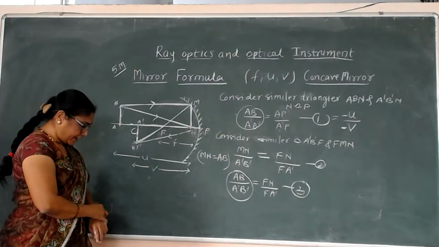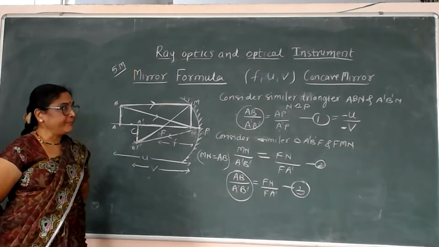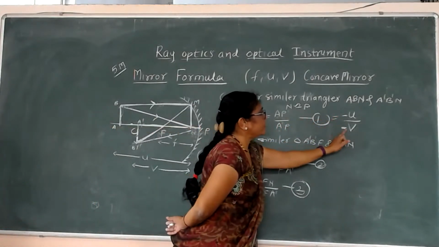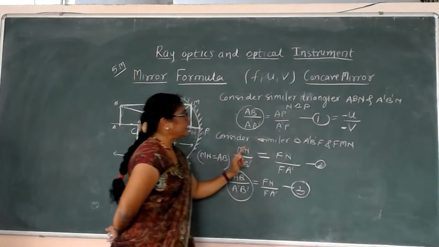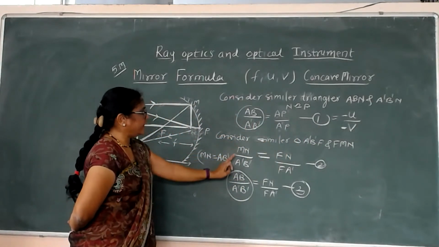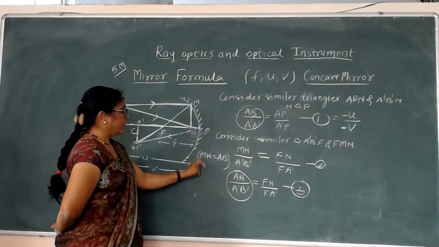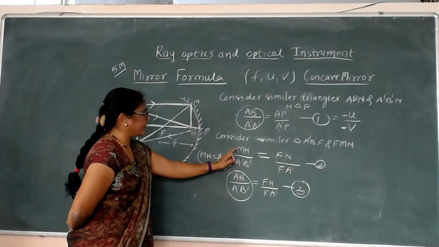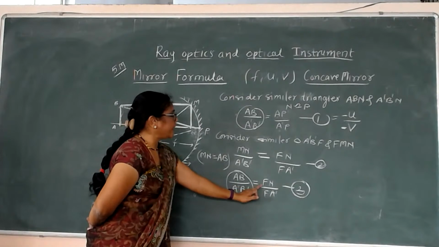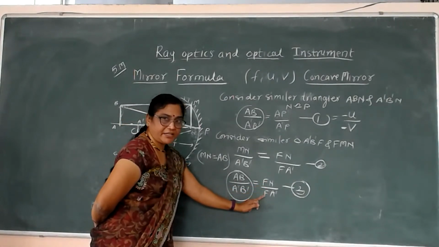Therefore, AB divided by A dash B dash is equal to minus U divided by minus V. At the same time, we consider the second triangle, that is MN divided by A dash B dash. That MN is very close to, parallel to this. So here this value is FN divided by FA dash.